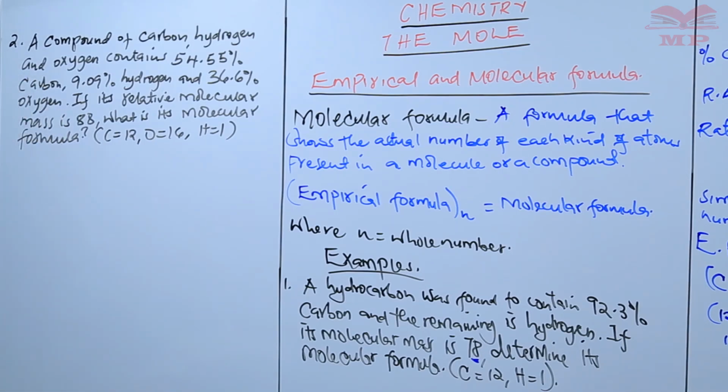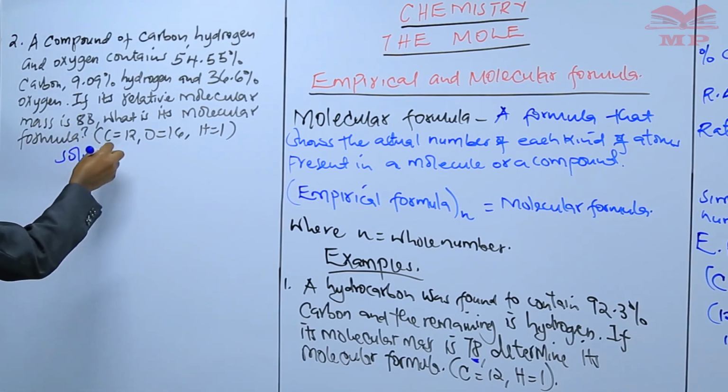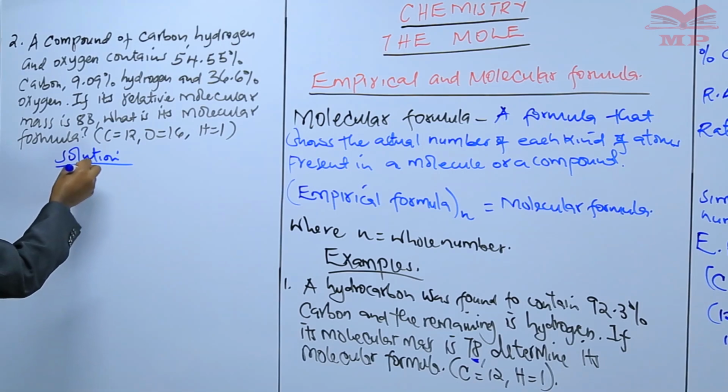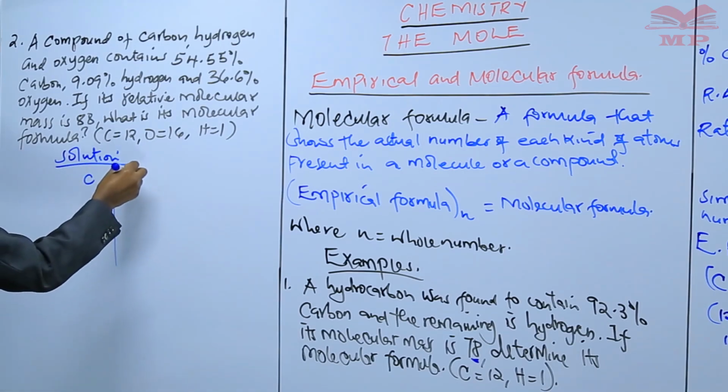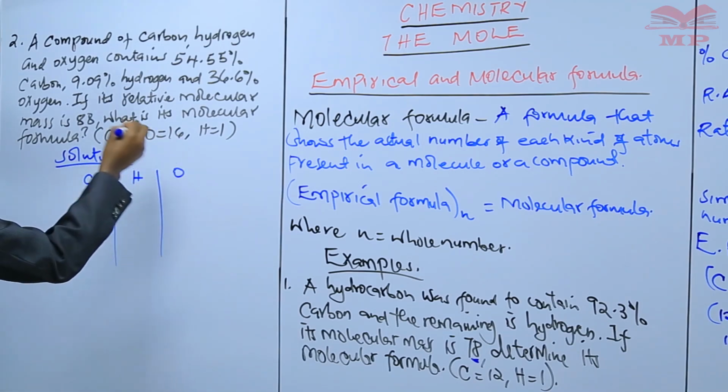So a compound of carbon, hydrogen and oxygen contains 54.55% carbon, 9.09% hydrogen, and 36.36% oxygen. If the relative molecular mass is 88, what is its molecular formula? Therefore, we need first to calculate the empirical formula. This is how you are supposed to go about it. You have carbon, hydrogen, and oxygen.